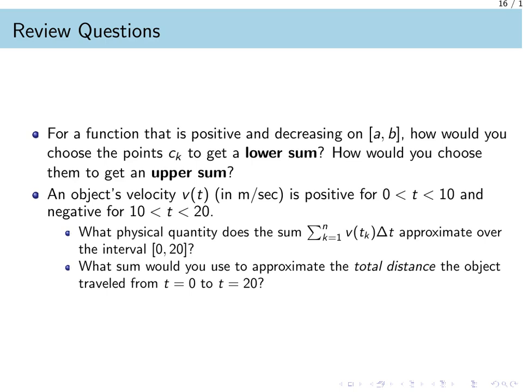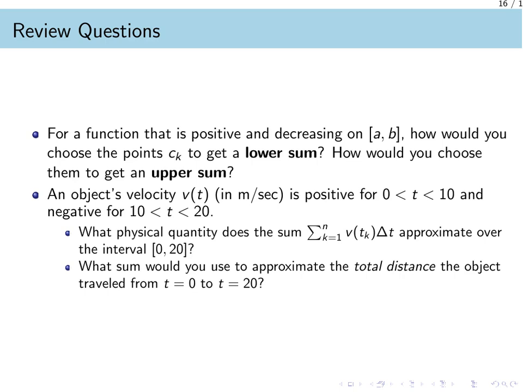To review, let us consider a couple of questions. First, if you have a function that is positive and decreasing on an interval, what points would you choose in each subinterval to get a lower sum? What points would you choose to get an upper sum?